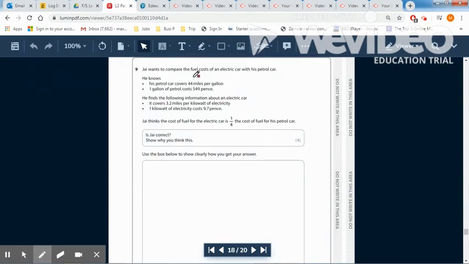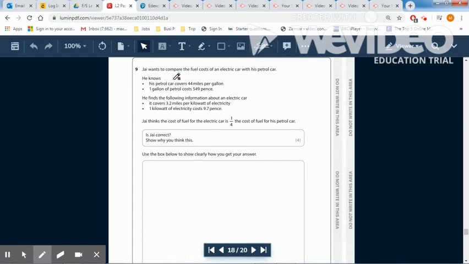All right, so last question. Jai wants to compare fuel costs with an electric car with a petrol car. Petrol car, 44 miles per gallon, and 1 gallon costs 549 pence. For an electric car, 3.2 miles per kilowatt of electricity, and 1 kilowatt costs 9.7 pence. And he thinks the cost of fuel for the electric car is a quarter of the cost of fuel for the petrol car. So we want to say if he's correct.